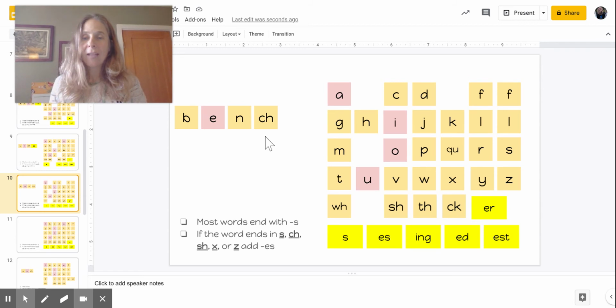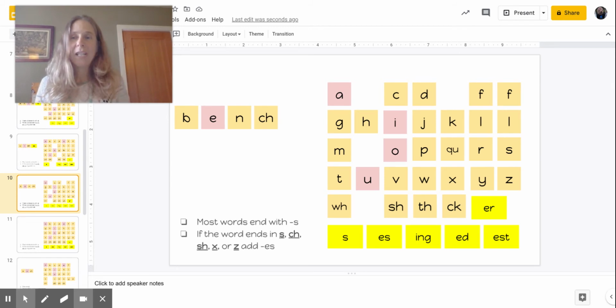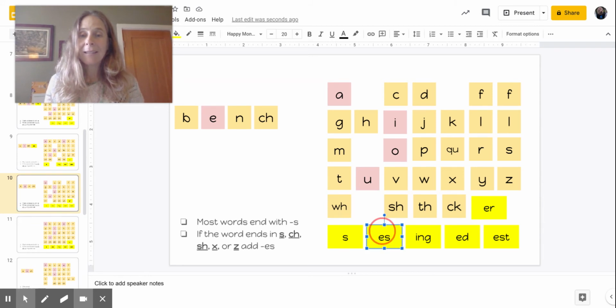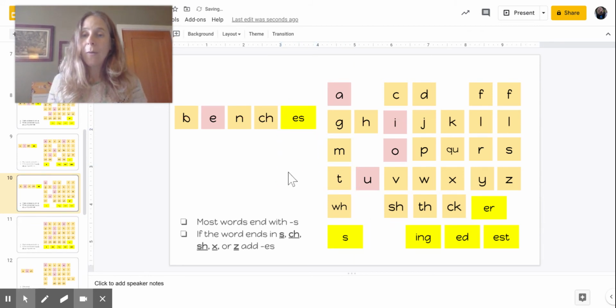So let's see. Bench ends with the CH. I have 1 bench. What do I do if I want to make it 2 benches? Ends with the CH. I'm looking down here. Oh, CH. I need to add my ES suffix to make this plural. So now I've got benches to make that plural.